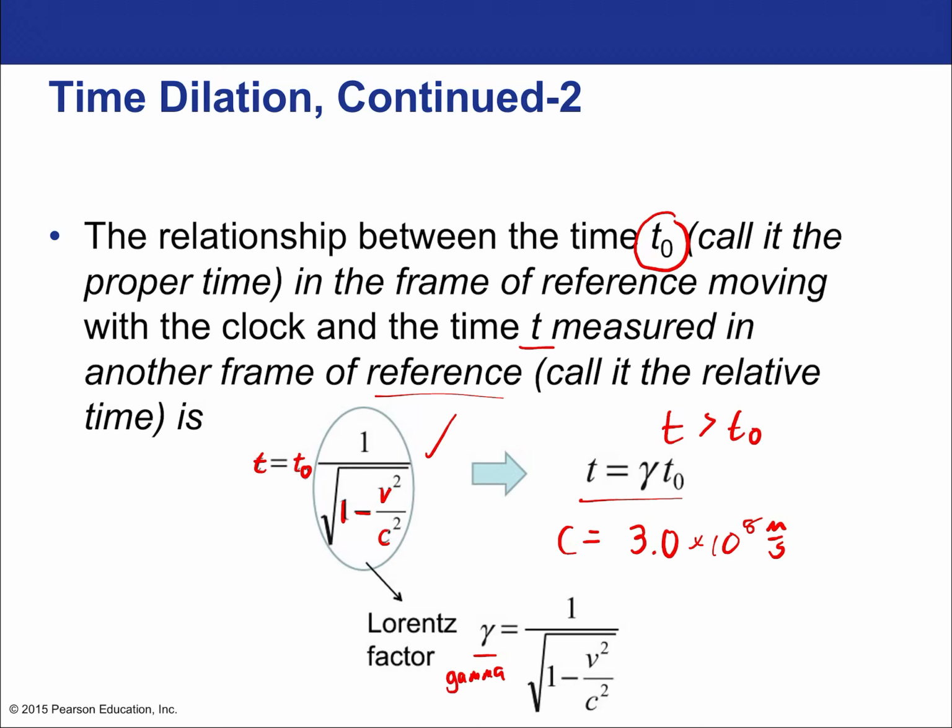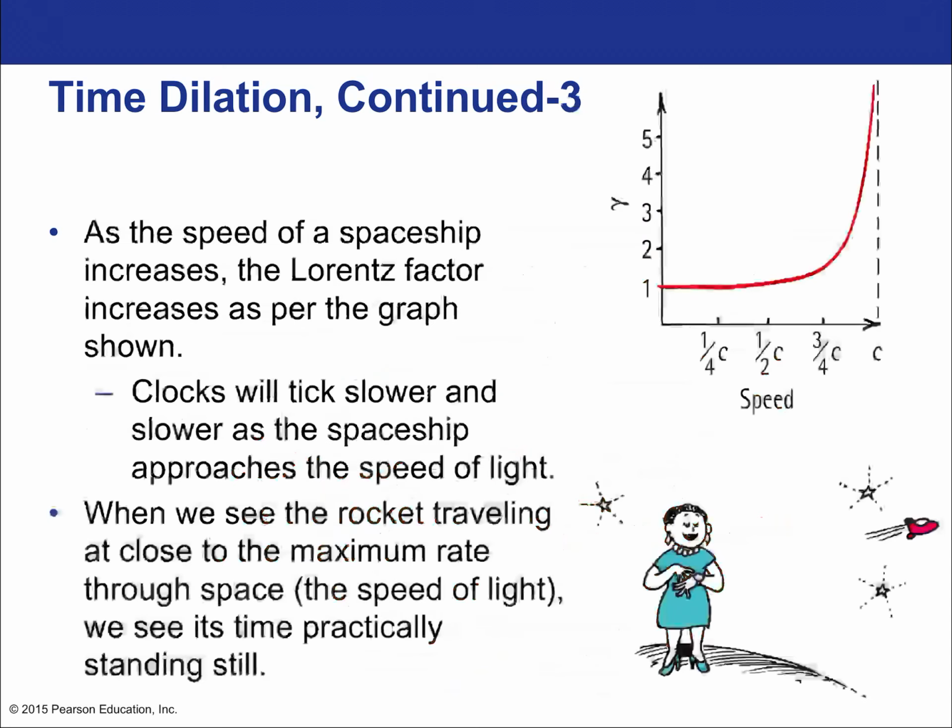Okay? All right, so as the speed of the spaceship increases, the Lorentz factor increases as per this graph. And this is this particular type of function. When you graph 1 over the square root of 1 minus the ratio of values squared, you get this graph that at first almost stays completely horizontal, as you can see, and then really quickly asymptotically approaches. All right? So it shoots up to infinity as we get closer and closer to c.